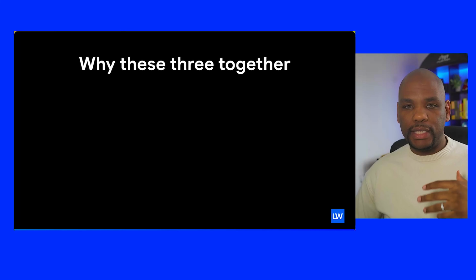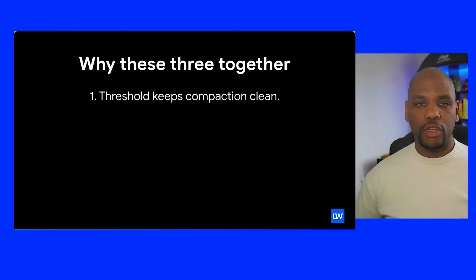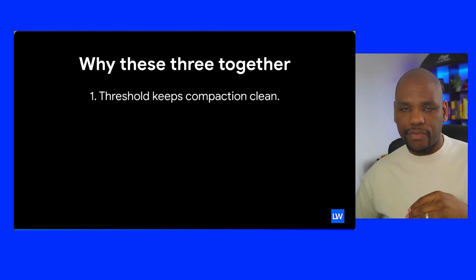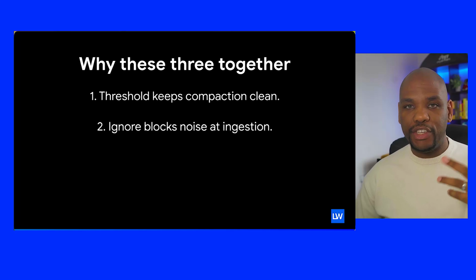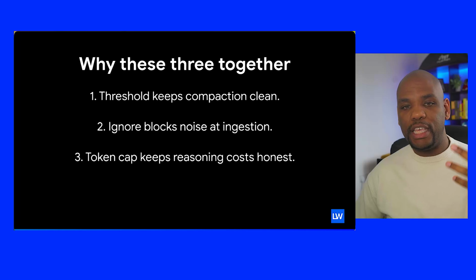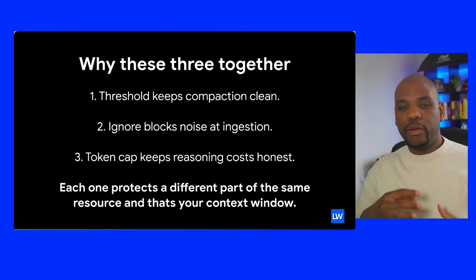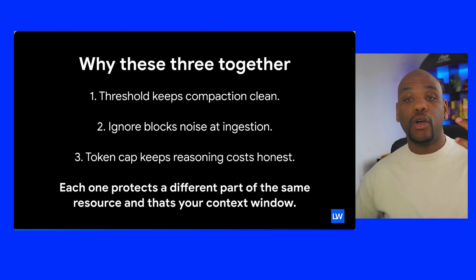So all these three things together really help with token usage. Threshold keeps compaction clean. Ignore blocks out any noise at ingestion, so you don't have too much noise. The next one is token caps keep reasoning costs honest, so you're not doing too much here. And each one protects a different part of the same resource, and that's your context window.